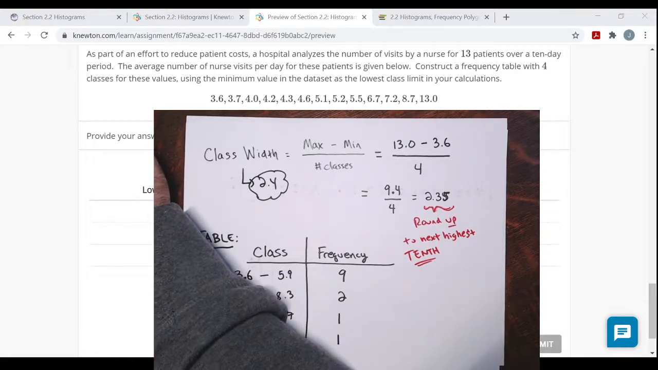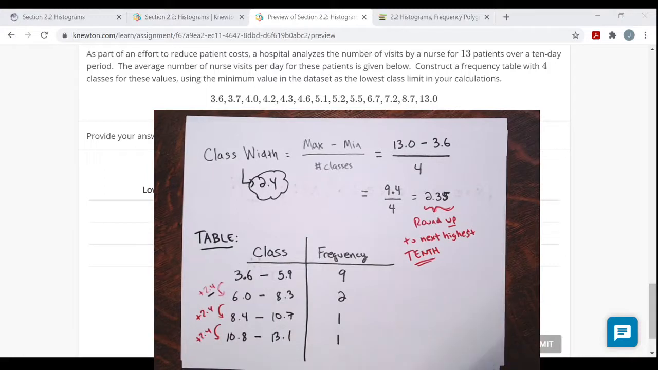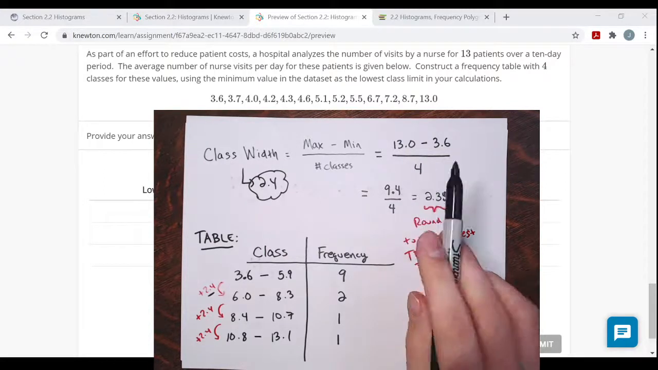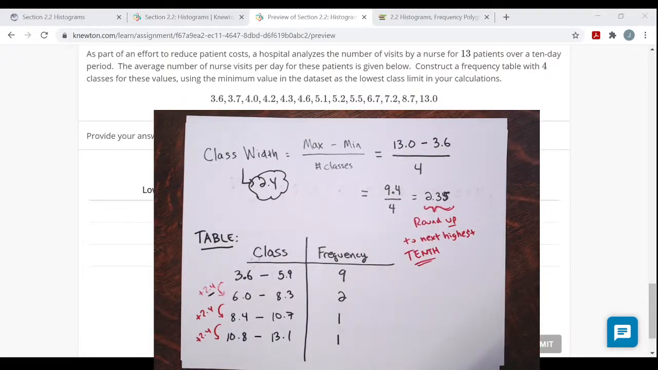And there you go. There's a frequency table for this particular set of data with 4 classes. If I wanted 5 classes, I would be dividing by 5 instead. But this is for 4 classes.